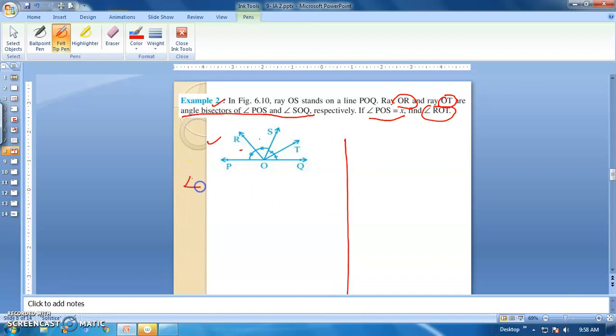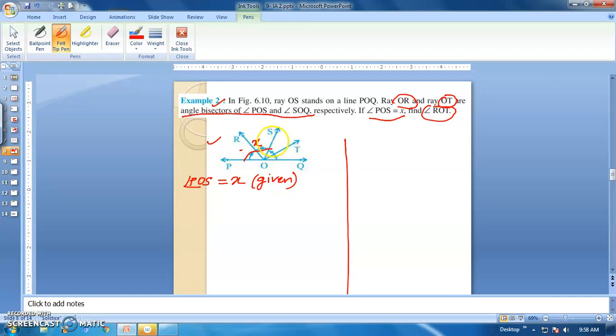So angle POS equal to X. So this is given. It is given here. Okay, so from the diagram, this angle is nothing but X, that is POS. Okay, that is given here.